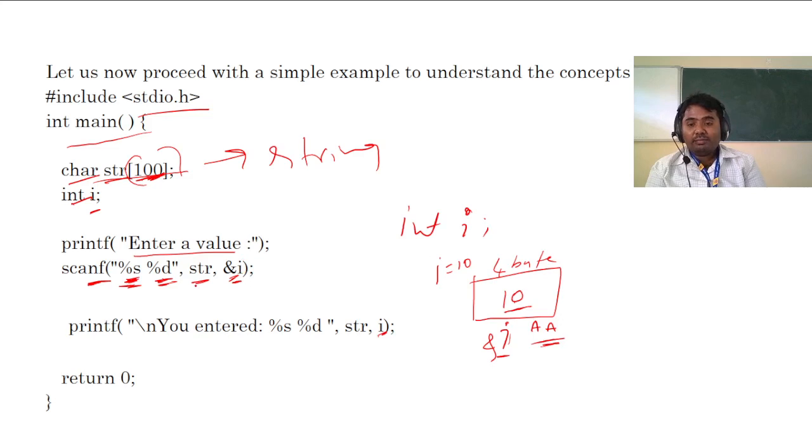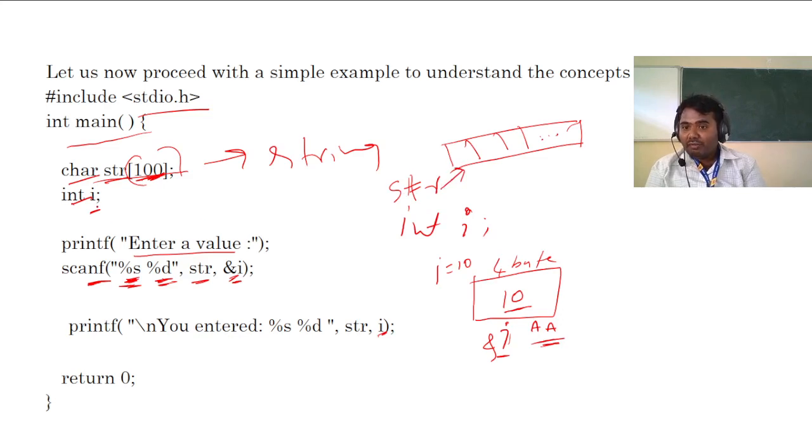But you may ask, why am I not using ampersand for str? You can observe here, str is an array. Array means it's a collection of same type variables or same type values. Here I am creating character data with 100 memory locations. Here str will not contain the value. Instead, str will contain the address of the first memory location.